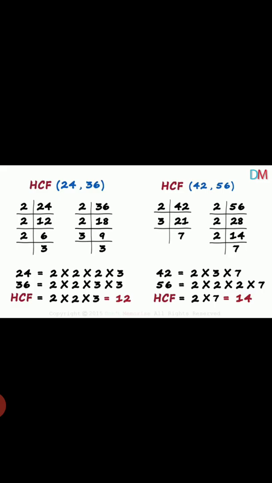24 और 36 का हमारे पास हाईएस्ट कॉमन फैक्टर आया 12 and 42 और 56 का हाईएस्ट कॉमन फैक्टर आया है 14. I am giving you some more sums in your practice work so that you can practice and understand this method very well. Okay, so do your homework.